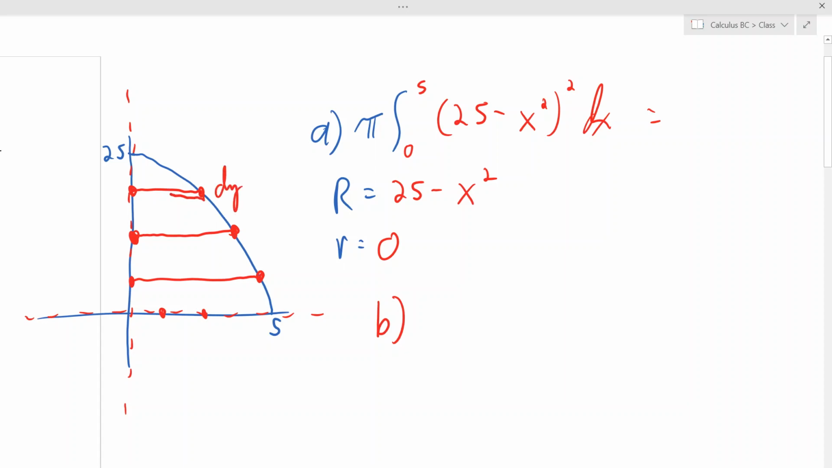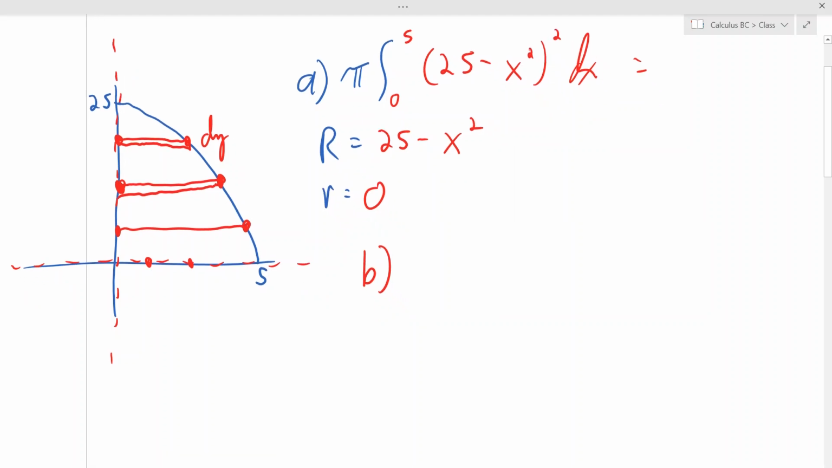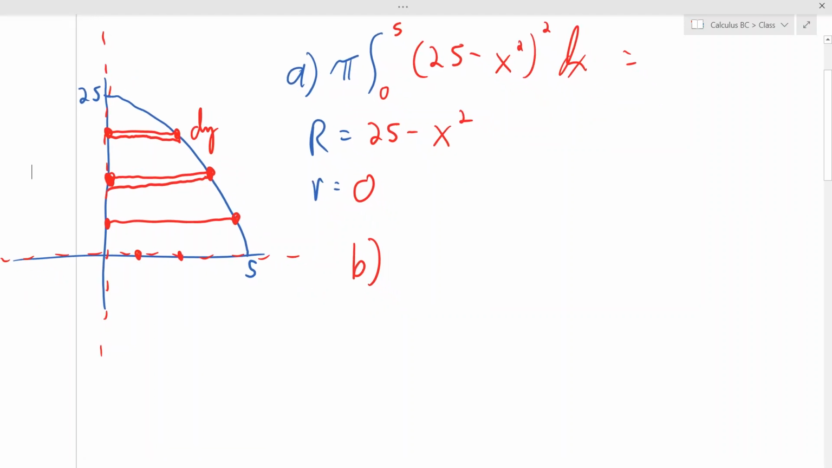Every little one of these represents a tiny, infinitely thin rectangle that we're going to rotate around like that and make a little tiny cylinder. That looks super sloppy, but hopefully that makes sense. We're going to get a little cylinder there. Now the volume of every single one of those cylinders is pi, big R squared minus little r squared, times the thickness, which is dy.